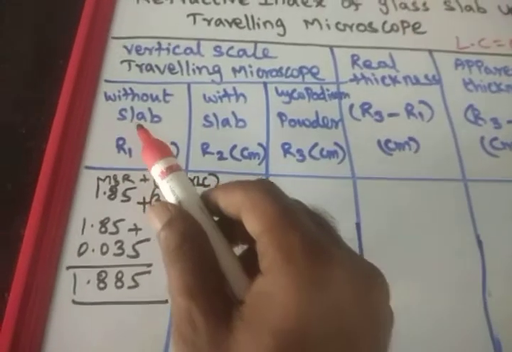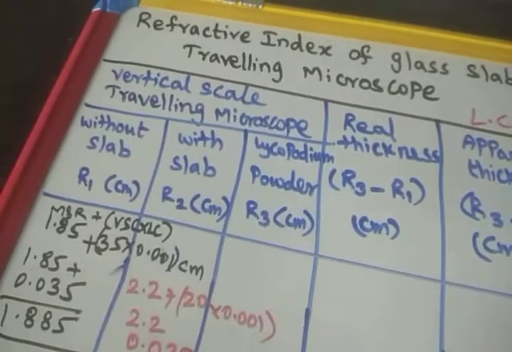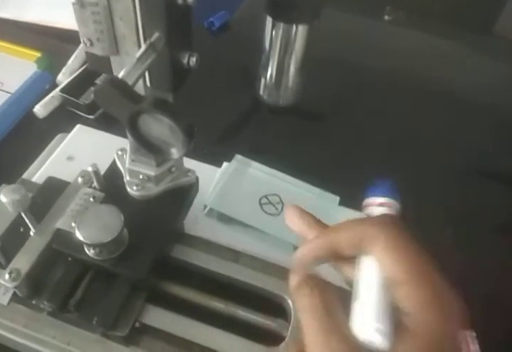Then again, the first reading is without the slab, the second is with the slab, and the third is with lycopodium powder. Lycopodium powder is a chemical powder. I place the lycopodium powder on the surface of the glass slab. Now you have to see the mark through the lycopodium powder. Adjust this screw alone, don't adjust the other screw. Then you are able to see the clear image of the powder particle through the traveling microscope.